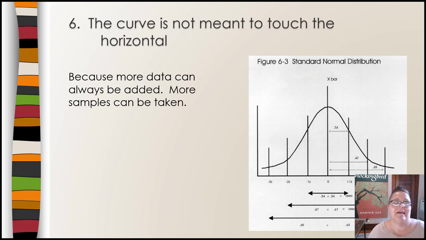Little piece here that's kind of important. The curve itself for the bell curve or the normal curve is often drawn to be touching the horizontal line, but it is not meant to. Because with a normal curve, it's 100% of the data, we need to leave a little bit of room to keep adding more data to our set. That means that we never close down the data and have it touch at the bottom.